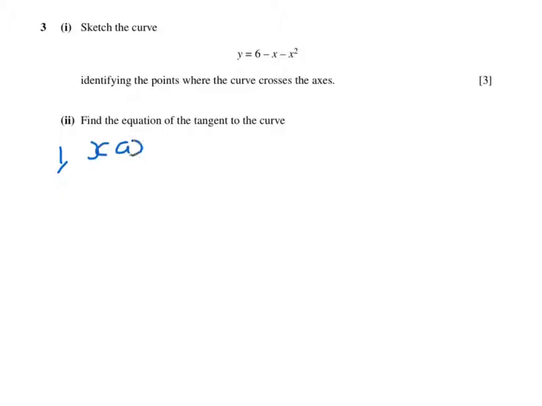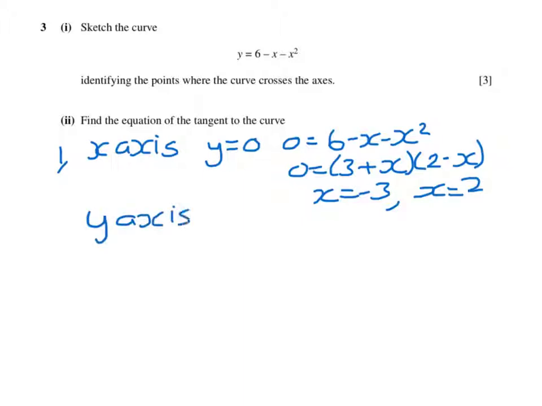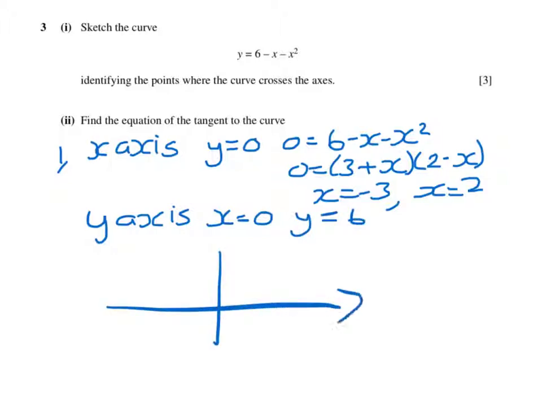Question 3, part 1. Crosses the x-axis when y equals 0, so 0 equals 6 minus x minus x squared. 0 equals 3 plus x upon 2 minus x. Means that x equals minus 3 or x equals 2. Crosses the y-axis when x equals 0, so y equals 6. It's a negative curve, so it will be upside down, crossing at 6, 2 and minus 3.